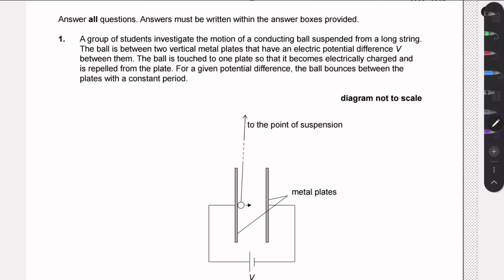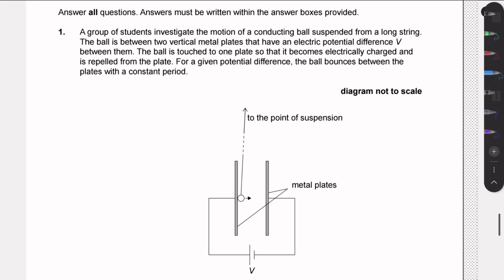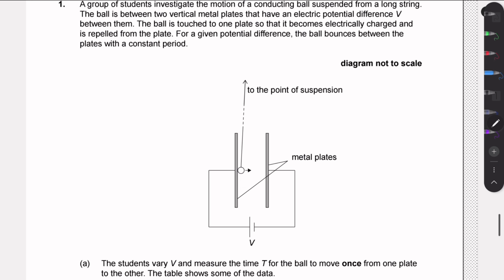So now I'm going to go through the paper 1B section of the specimen paper from the new 2025 syllabus. So here we will have two data analysis questions. The first one, we have a group of students investigating the motion of a conducting ball suspended from this long string. And we are told that there are two vertical metal plates that have an electric potential difference of V between them. The ball is allowed to touch one of these plates so that it becomes electrically charged and then is repelled from the plate. And for a given potential difference, this ball is basically bouncing back and forth with a constant period.